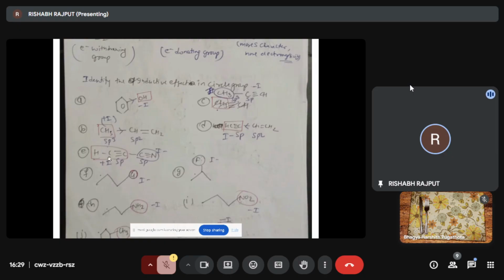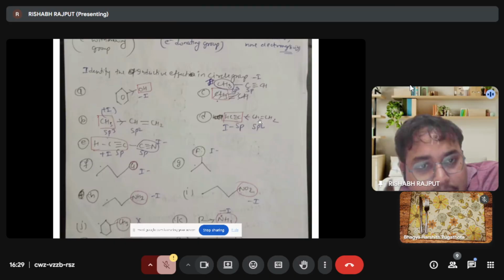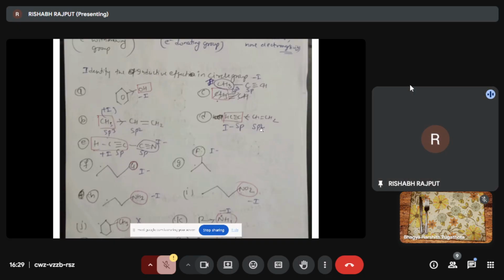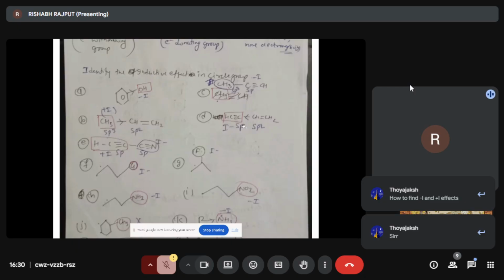Okay, and in the D option, this is C triple bond C, then CH double bond CH2. You can see guys here sp hybridization, here sp2 hybridization. So you know sp hybridization has more minus I effect. So that is why it becomes minus I effect here. And E portion, this C triple bond C.